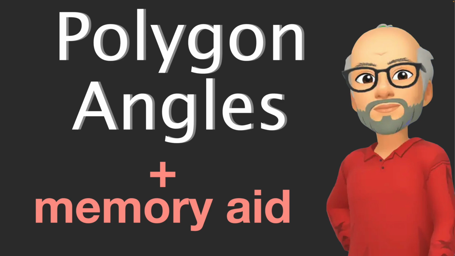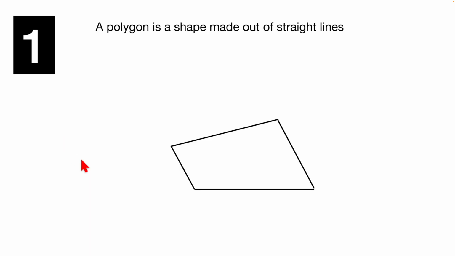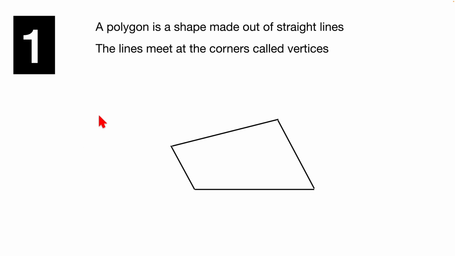Polygon angles. There's 3 rules which will pretty much cover this subject, and I'm going to teach you a way of remembering them. Polygons, these little shapes made with straight lines, all have 3 things in common. The first thing, a polygon is a shape made out of straight lines, and the lines meet at corners called vertices. This is a vertex, which is also known as a corner.